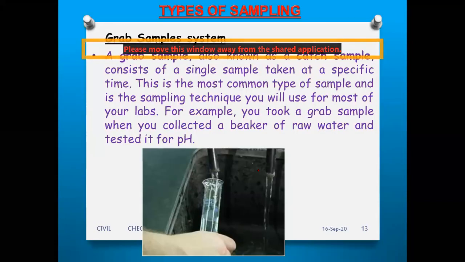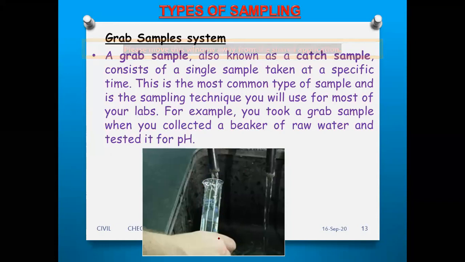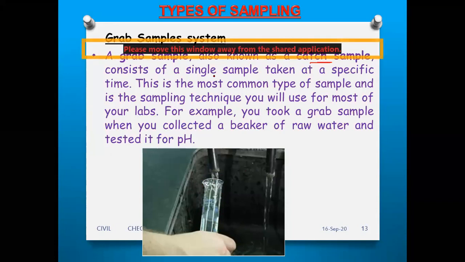So see from the figure, what is this one? This is a borosilicate glass tube which you can see in the laboratories. A grab sample is also known as a catch sample. We are calling grab sample a catch sample. It consists of a simple sample taken at a specific time.